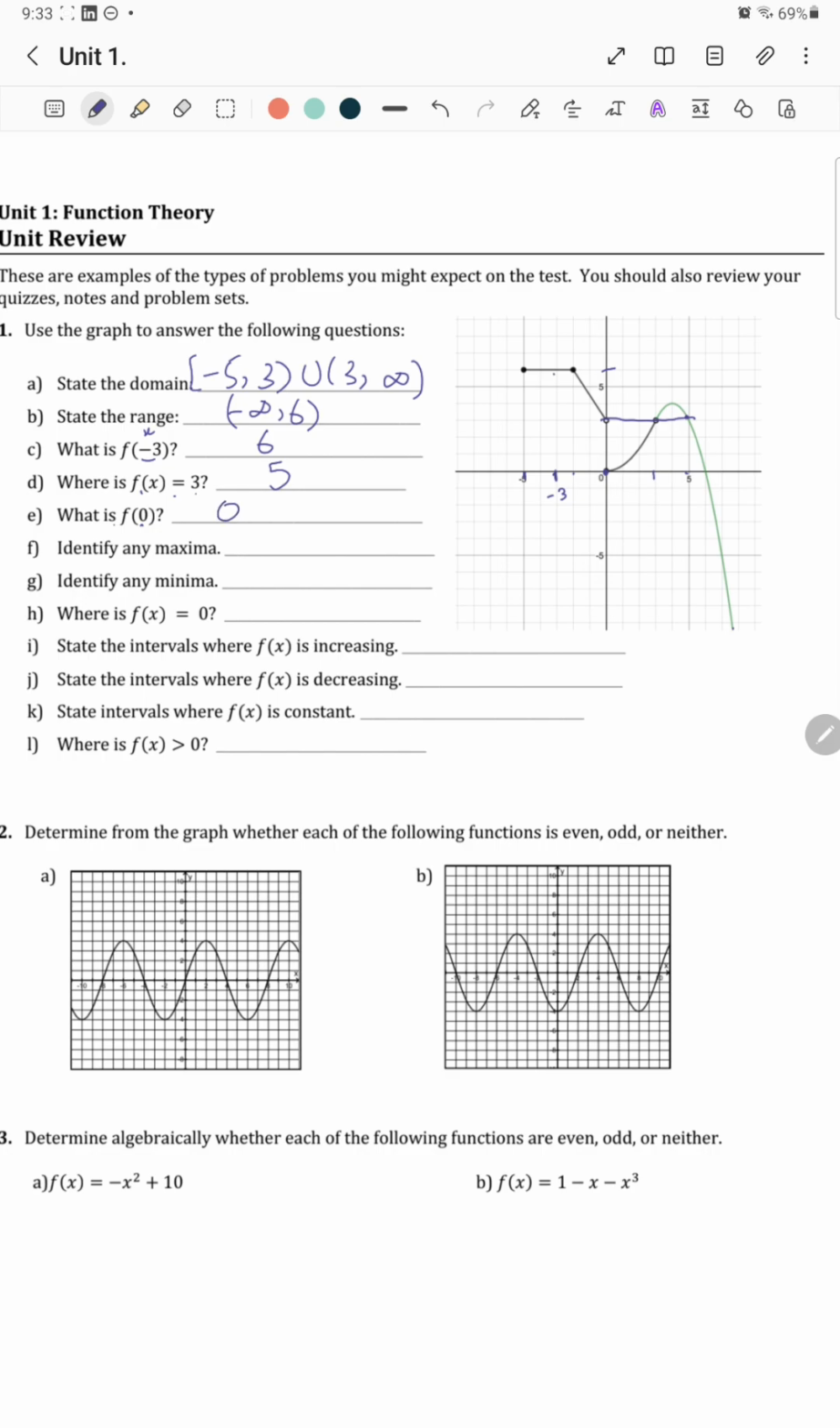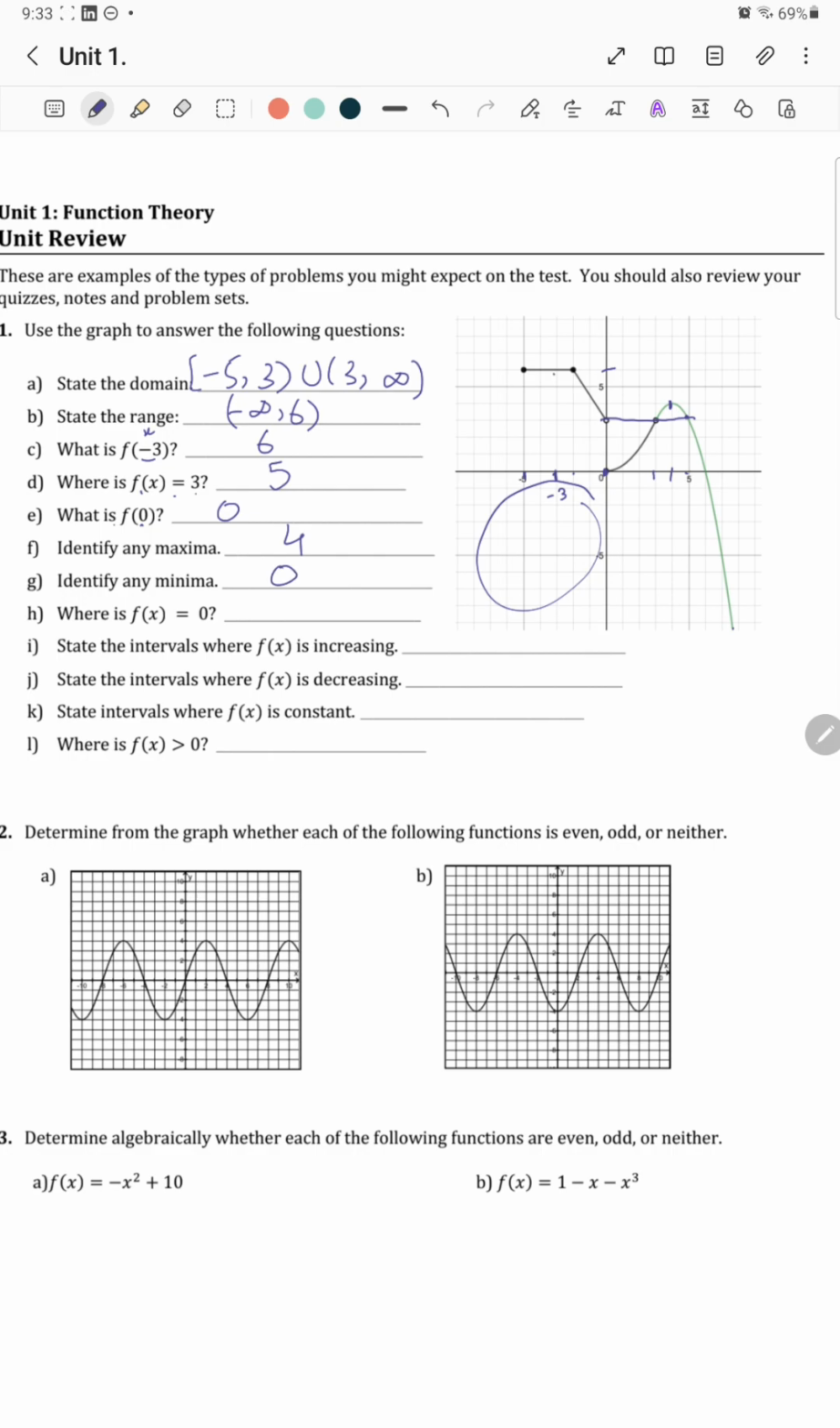Identify any maxima. Maxima is the maximum point on the x-axis. So the graph is going maximum over here, which is 4. Minima is the minimum point of the y-axis. So y-axis, the negative portion is 0, so it would be 0.